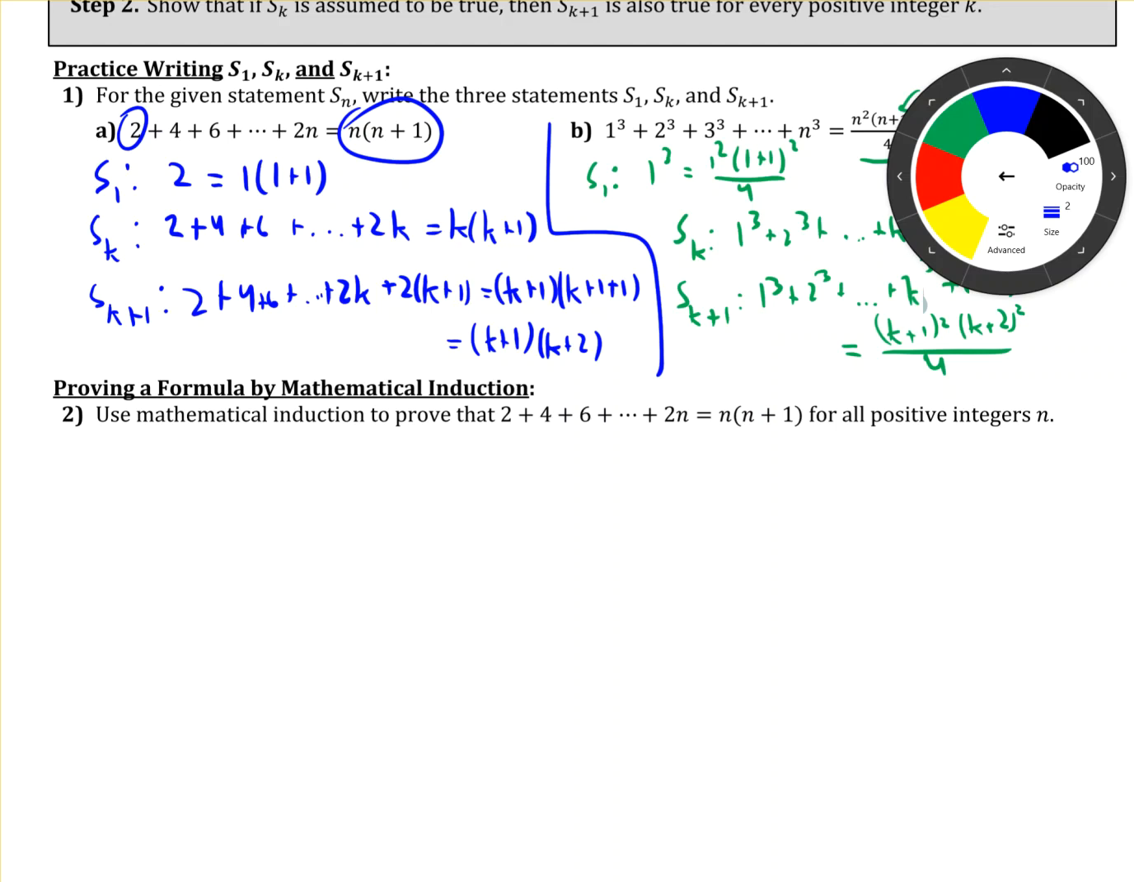All right, so again, first things first, we have to check: is S_1 true? S_1 is 2 equals 1 times (1 plus 1). So 2 equals 2. So that's true. Now, we assume S_k is true.